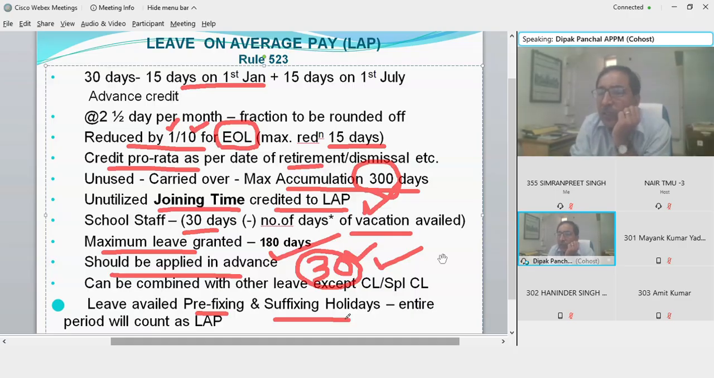Yeah, Rohit, in case of voluntary retirement, also 300 days of LAP can be encashed.